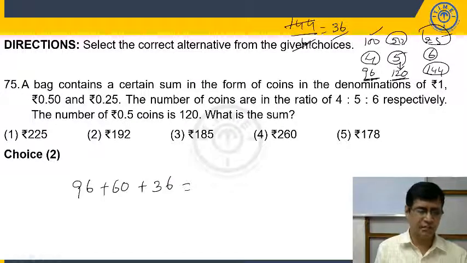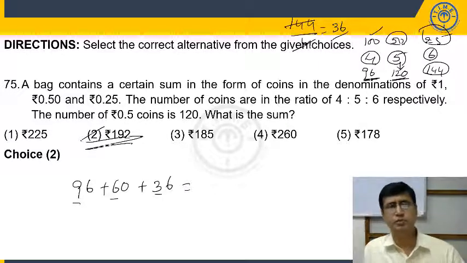The sum of these numbers is the answer. Now how much is the value? 60 plus 30 is 90, 90 plus 90 is 180, 180 plus 12 is 192. So the right choice is option number 2.